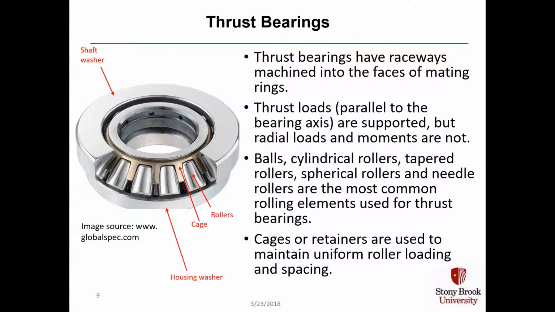Now, in a thrust bearing, you have raceways machined into the faces of the mating rings. Thrust loads, meaning parallel to the bearing axis, are supported, but radial loads and moments are not. Cages or retainers are used to maintain the uniform roller loading and the spacing, and the key issue here is that you only use a thrust bearing to support the thrust load.